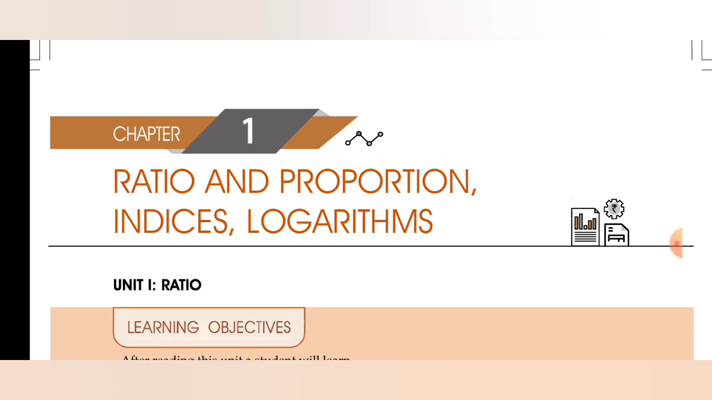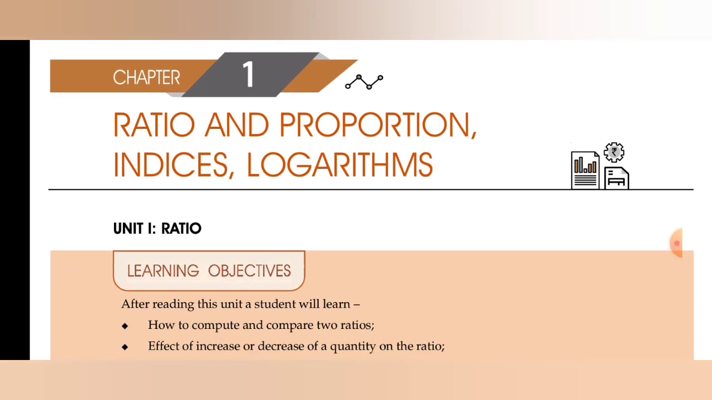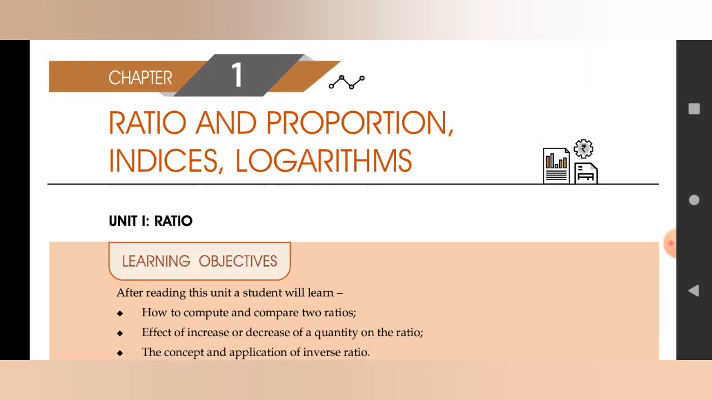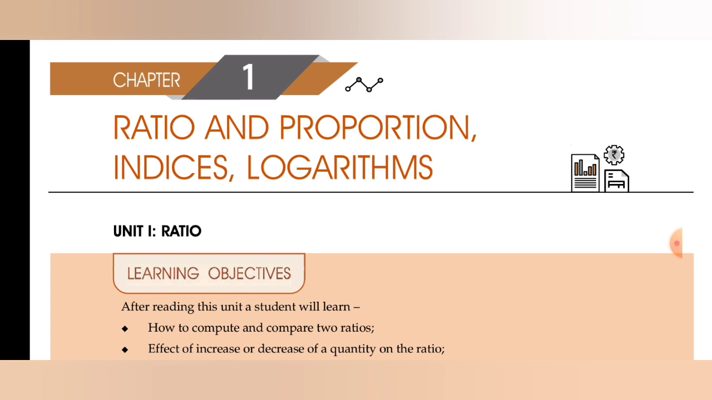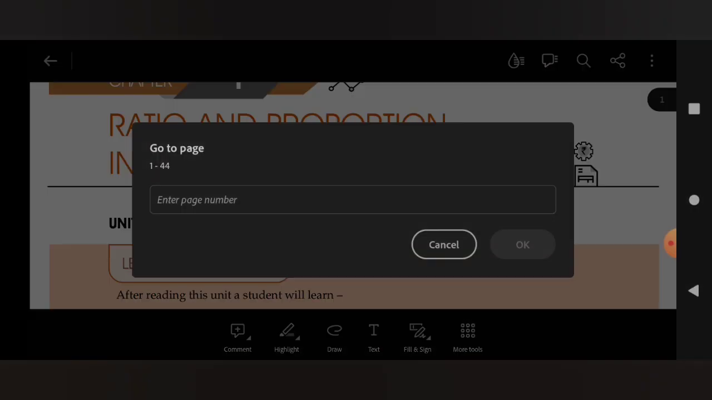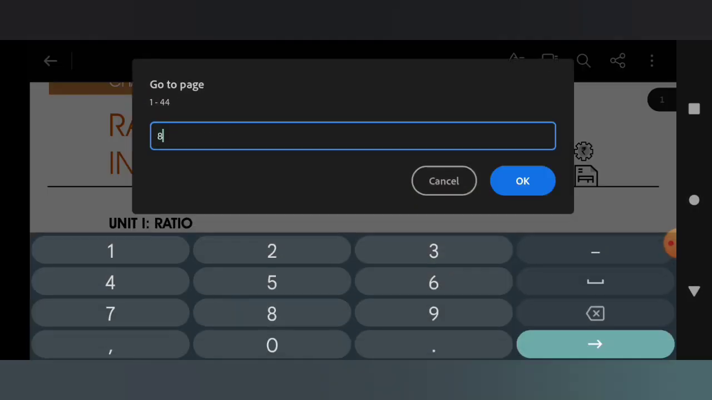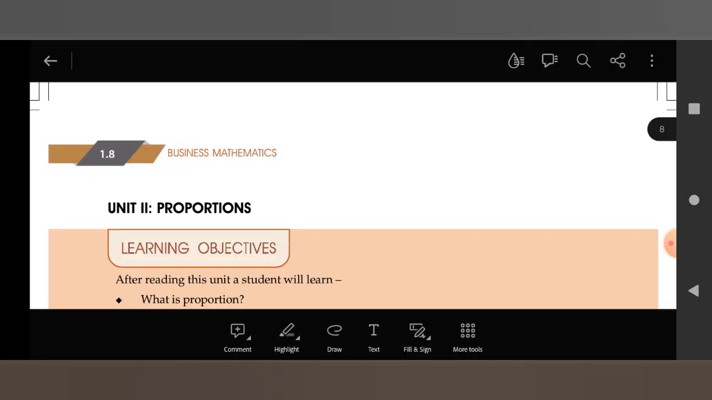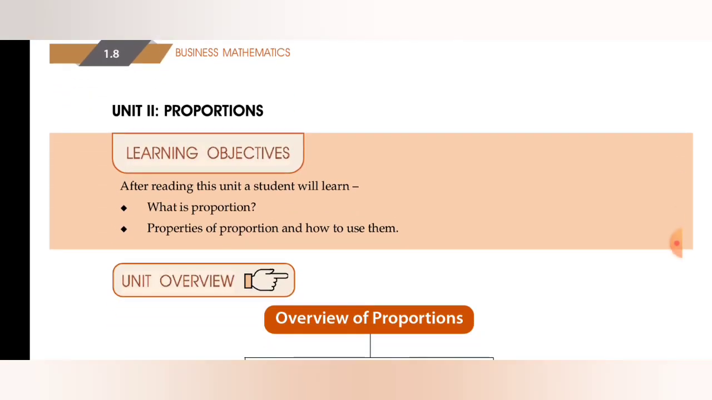So, this is chapter 1, ratio and proportion, indices, logarithms. We have already completed unit 1, ratio, in the previous video. So, let's go on to page 8, unit 2, proportions. Today we will learn about proportions.